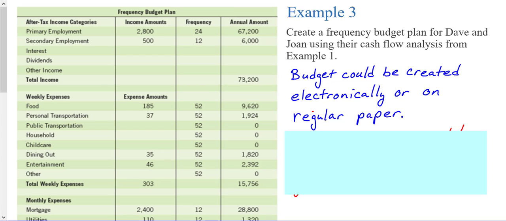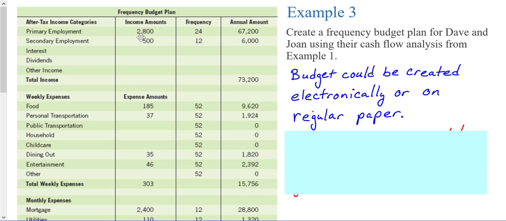The example on the left, the frequency budget plan has been created electronically, and it's broken into your expense sections and your income. So at the top, you have your after-tax income categories. Because the money you earn, you don't have it all to spend. Taxes are taken out of your paychecks first, so you only want to include your take-home amount under your income amounts. And then you want to say how frequently you get paid.